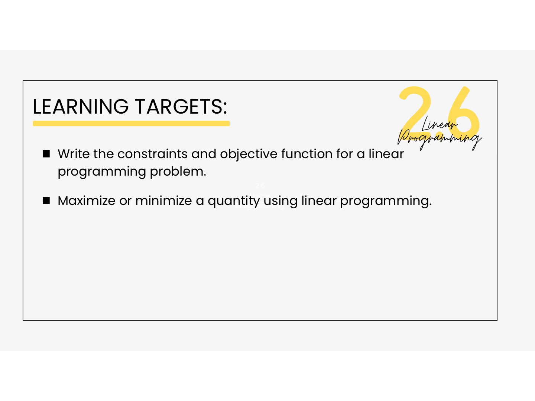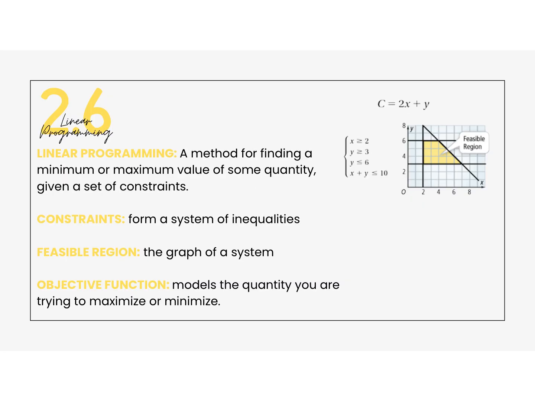So for linear programming, we are going to write constraints and objective functions for linear programming problems. And then we're going to maximize or minimize a quantity using linear programming. And you might be asking yourself, what is linear programming? So it's a method for finding a minimum or maximum value of some quantity given a set of constraints.